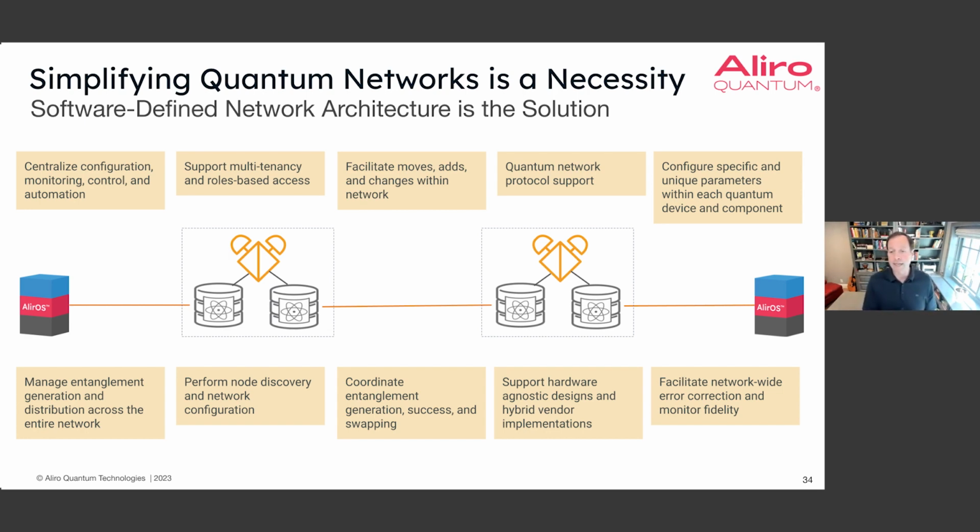Then, of course, facilitating complete network-wide and node-to-node error correction, and being able to monitor and evaluate fidelity from node to node and network-wide is key. All these things are necessary and are things that are achieved through this concept of a software-defined network architecture that simplifies entanglement-based quantum networks and allows us to operate the wide range and many deployments of quantum memories.